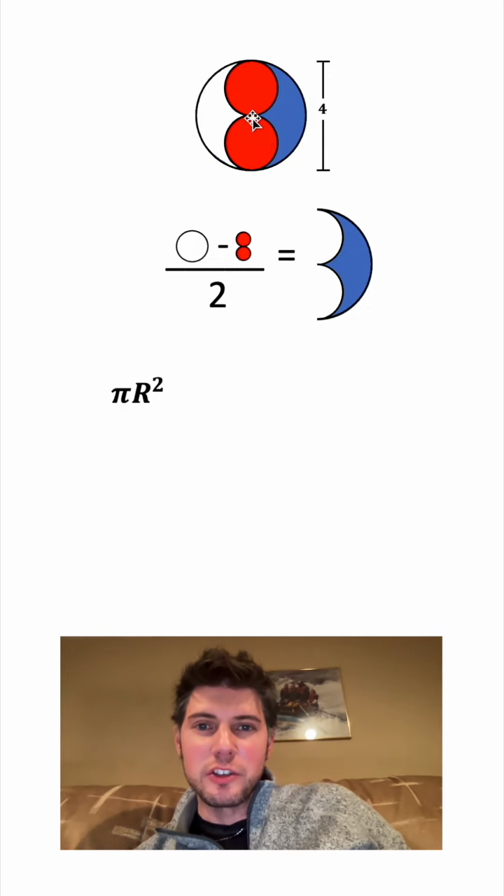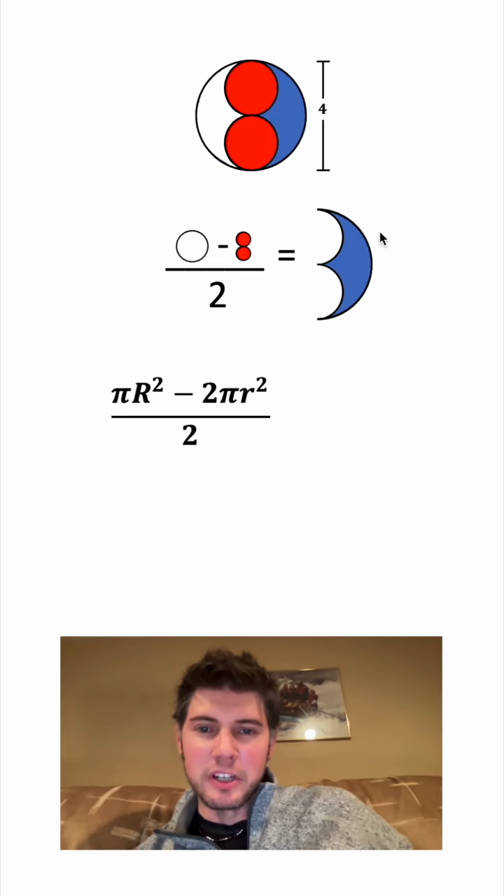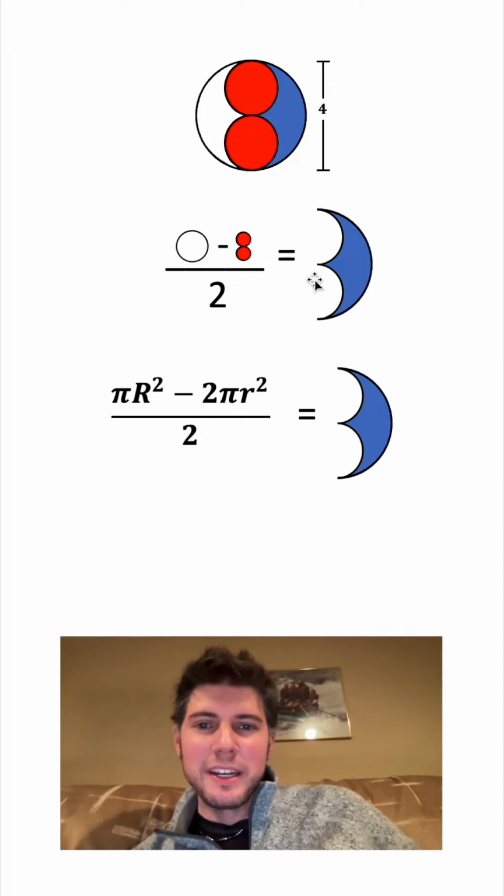Next, we're going to subtract these 2 circles. There'll be 2 pi r squared. I'm going to use the lowercase r to represent the radius of the smaller circle. And then we're going to divide all that by 2, and that will give us the area of this blue shape.